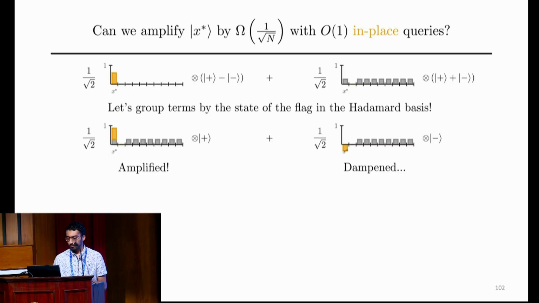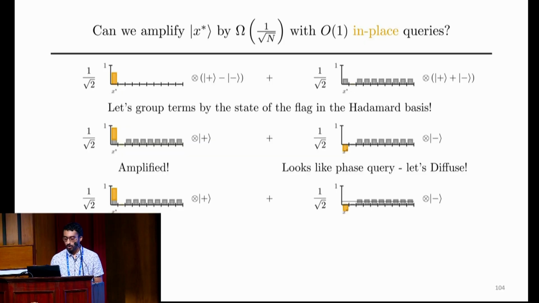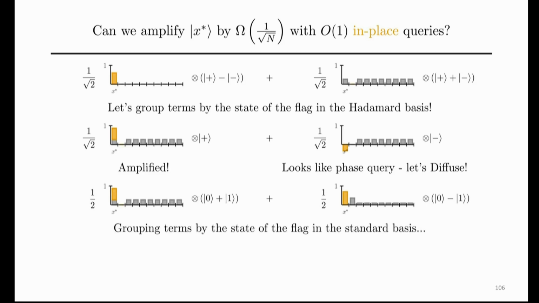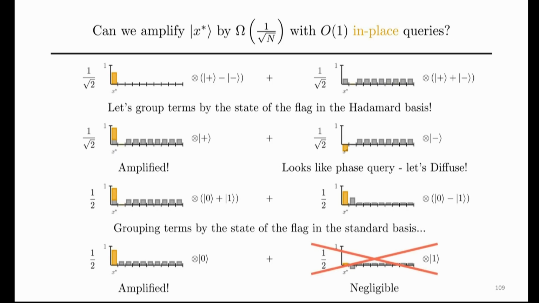But note that in that branch, it kind of looks like we've done a phase flip. And so what if we just apply Grover's diffusion operator here? So if we do that, we end up flipping all the amplitudes about their average, and we arrive at this state. And finally, what we can do is we can convert the flag back into the standard basis and combine like terms again. And what we'll arrive at is a state where the flag is 0, x star has been amplified, and where the flag is 1, we actually have negligible amplitude on that entire branch.